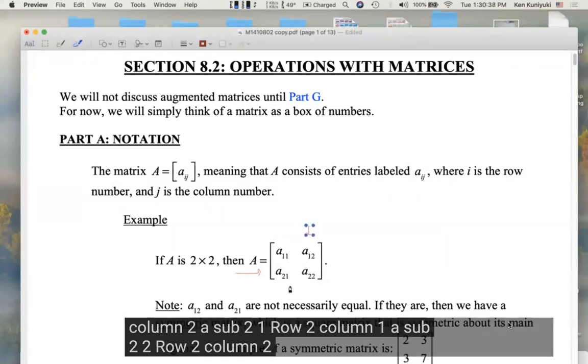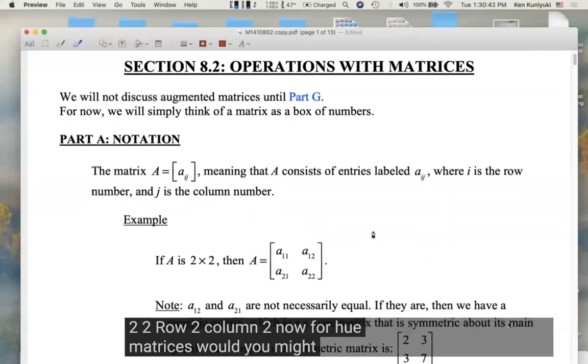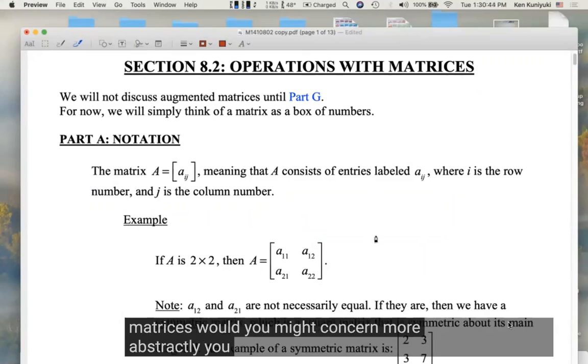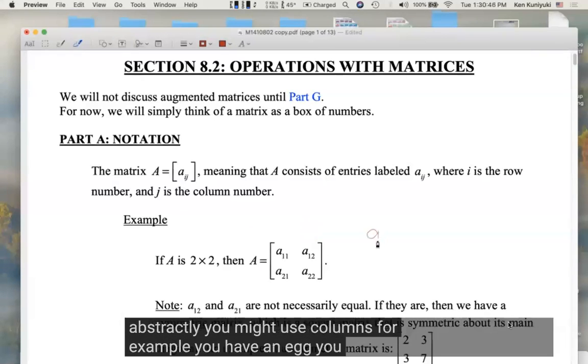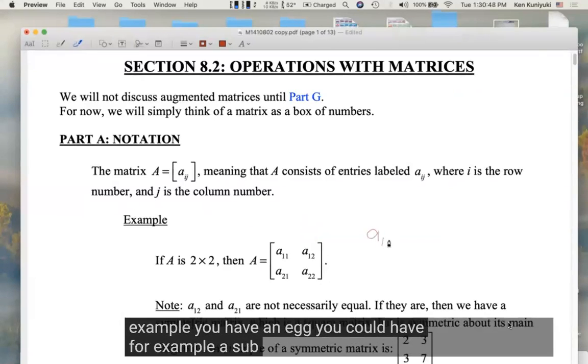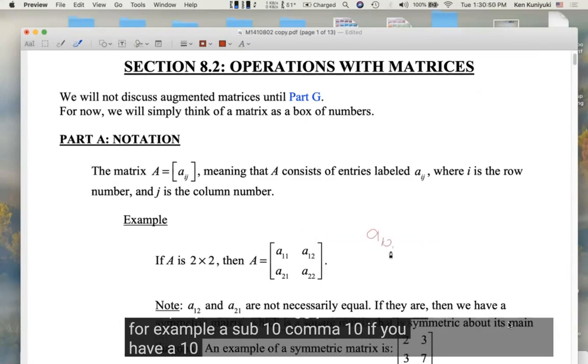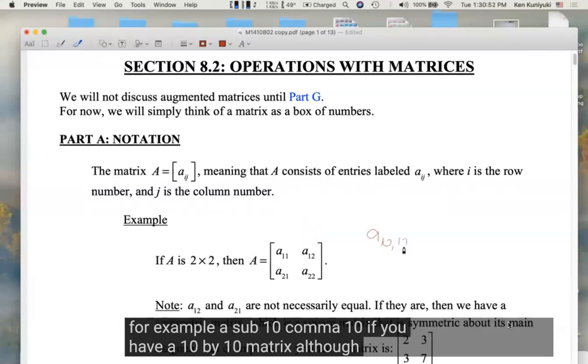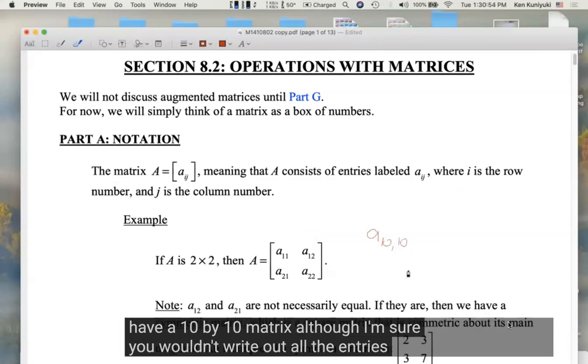row 2, column 2. Now for huge matrices, which you might consider more abstractly, you might use columns. For example, you could have a sub 10,10 if you have a 10 by 10 matrix, although I'm sure you wouldn't write out all the entries explicitly.